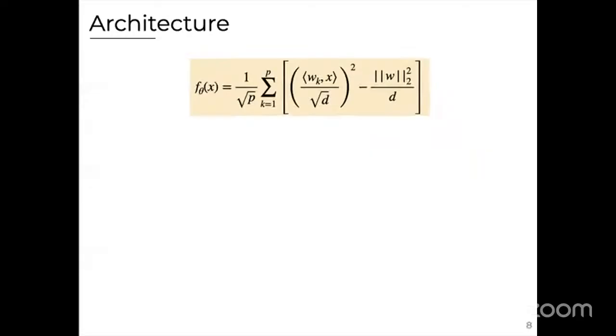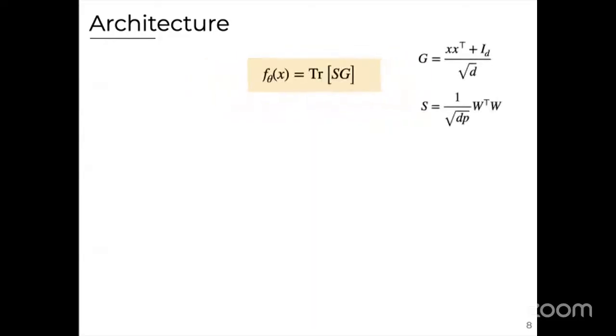Now let me give you a flavor of why we can analyze this model, this quadratic neural network. Essentially, the idea is that this is a linear model in disguise. If I define a matrix G, which is X transpose plus identity over square root of D, and a matrix S, which is W transpose W, then my hypothesis is just the trace of the product of these two matrices. So this quadratic network is in disguise a linear network, but not on the weights W, on W transpose W. In the space of S, the problem is linear.